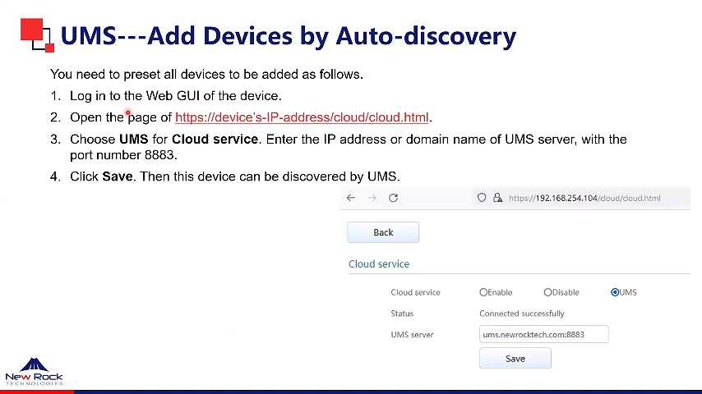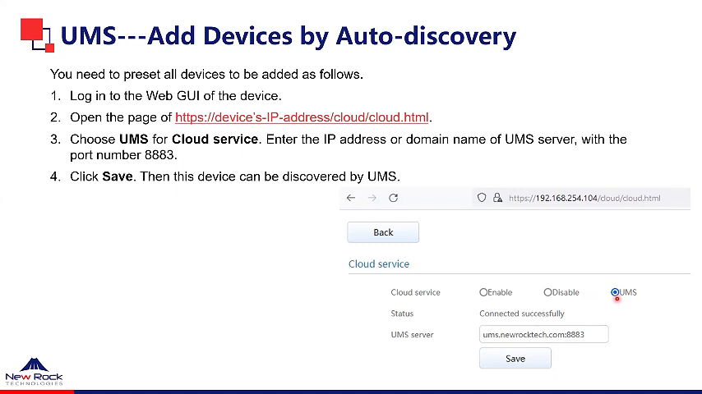First, you need to preset all devices to be added as follows. You need to log in to the device, then open this page: HTTPS, the device IP address, then /cloud/cloud.html. So like this. Once you go to this page, you need to enable the UMS service. This is UMS for cloud service.